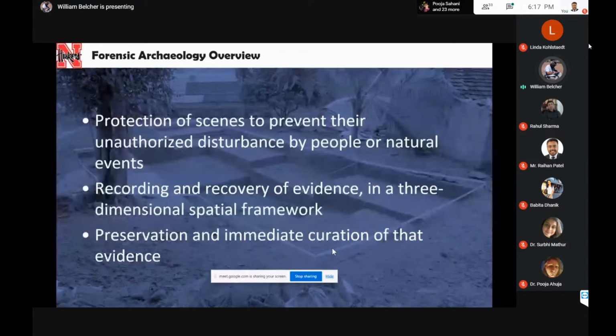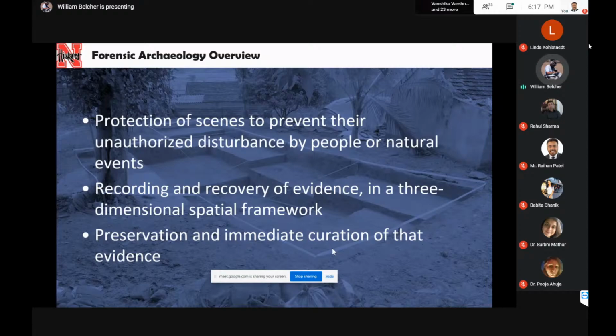Just as a quick overview of some of the things that we want to do in forensic archaeology: we may be the first people to arrive on a scene, and so we want to determine and protect the scene to prevent unauthorized disturbance by people or natural events. You want to keep the animals away, you want to keep bystanders away, and so a lot of the times we will put up the crime scene yellow tape around our scene to keep people from coming into it unless they have special authorization.